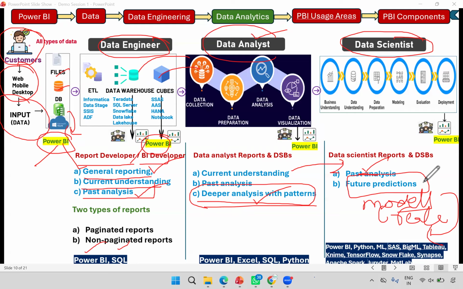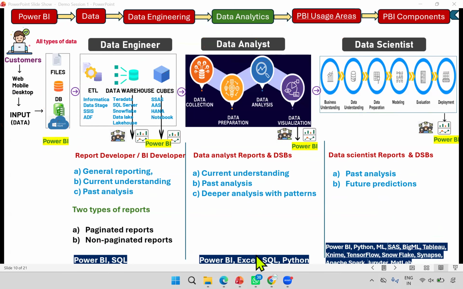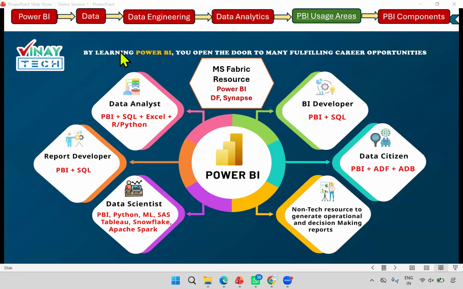Is this clear? Right. So you are providing support for general reporting, data engineering reporting, data analyst reporting, data scientist reporting. That's why Power BI has more opportunities in the market. Right. Last but one screen, please look: Power BI is a visualization component used everywhere. Report development, and you need knowledge of Power BI plus SQL. Data analyst: Power BI, SQL plus Excel and Python.